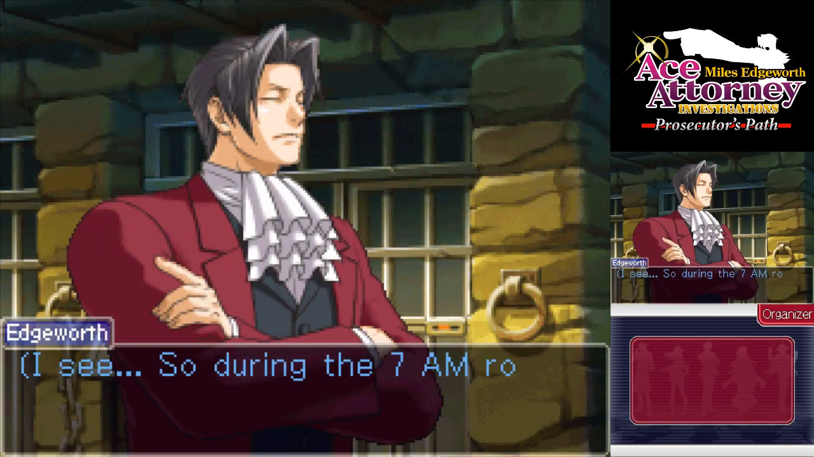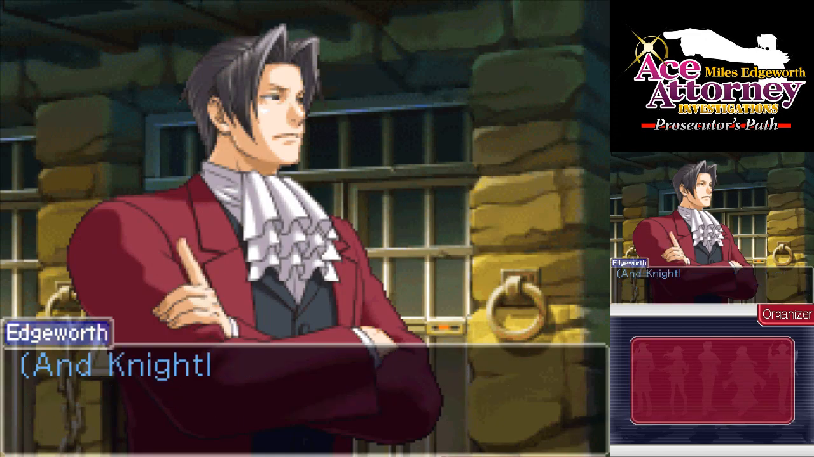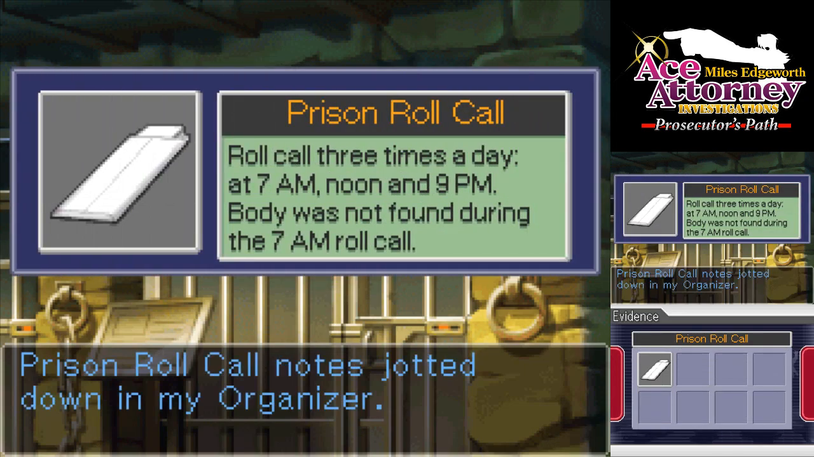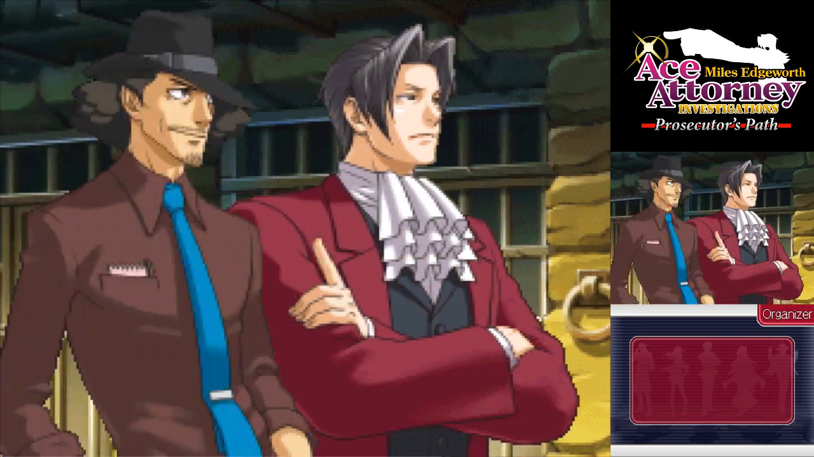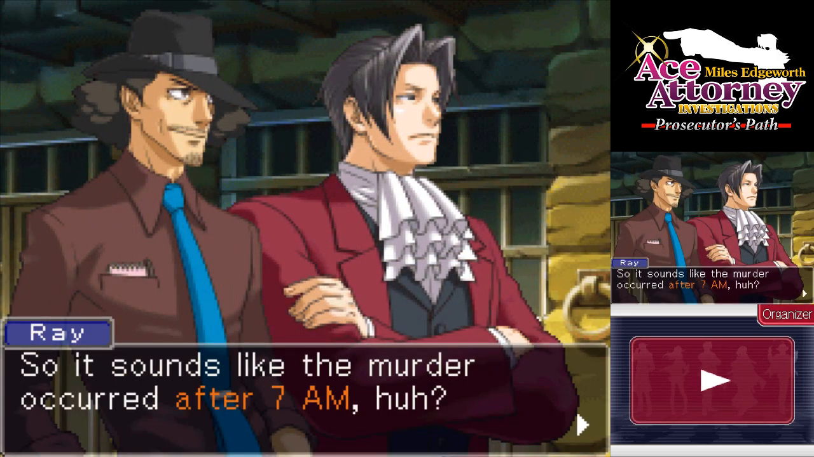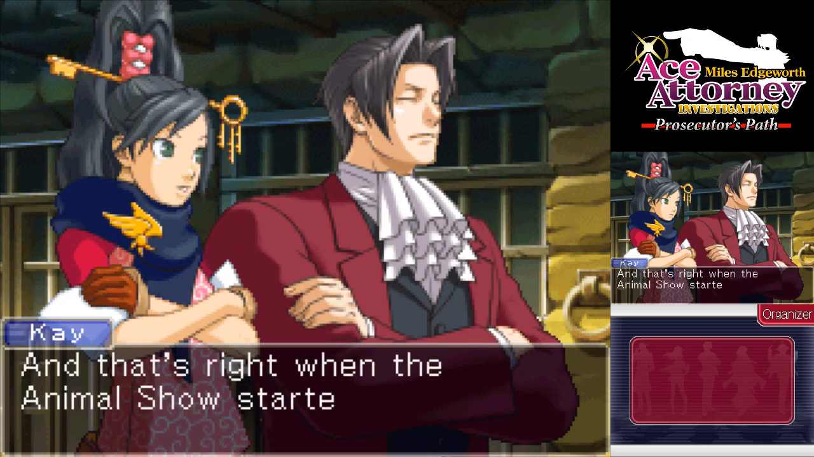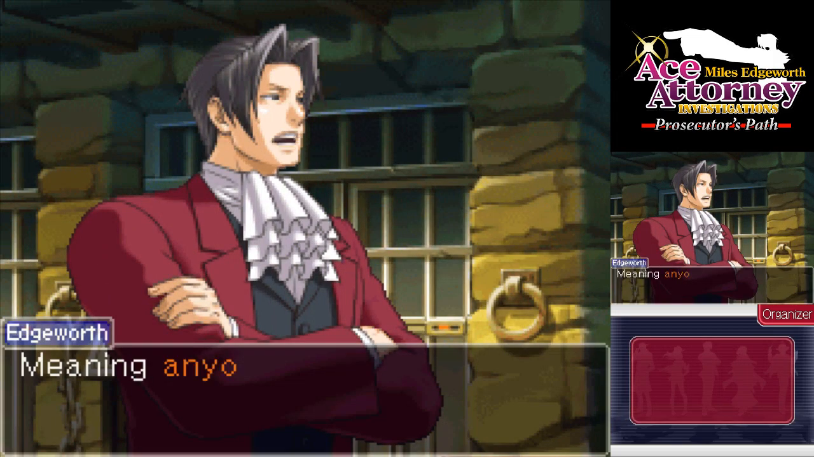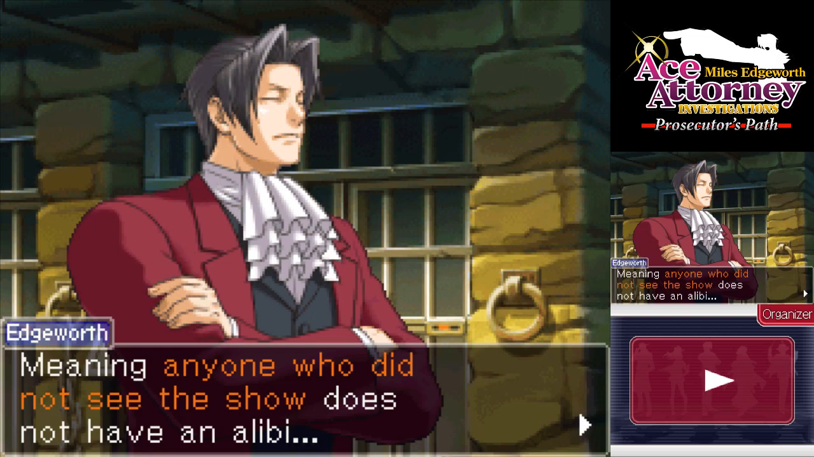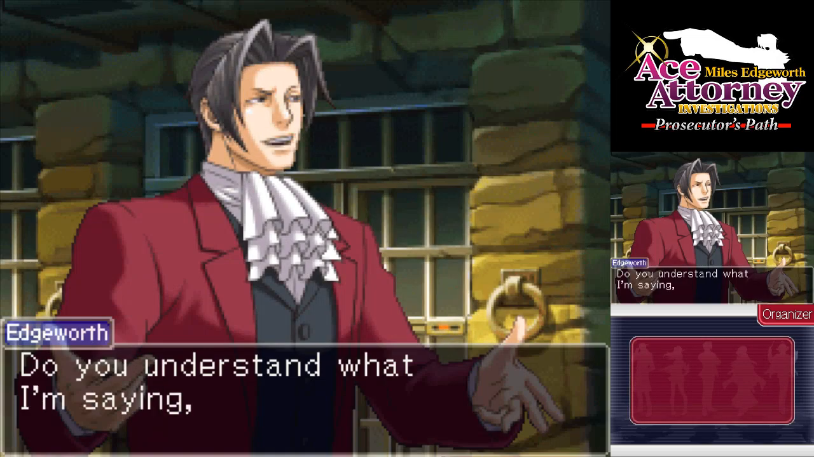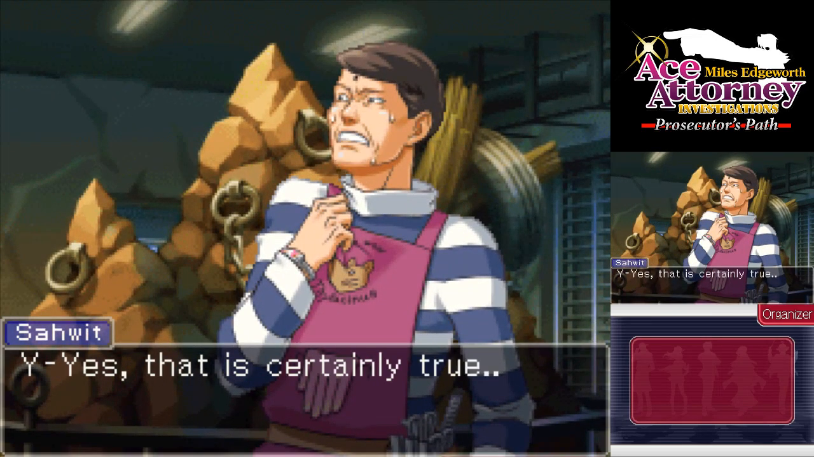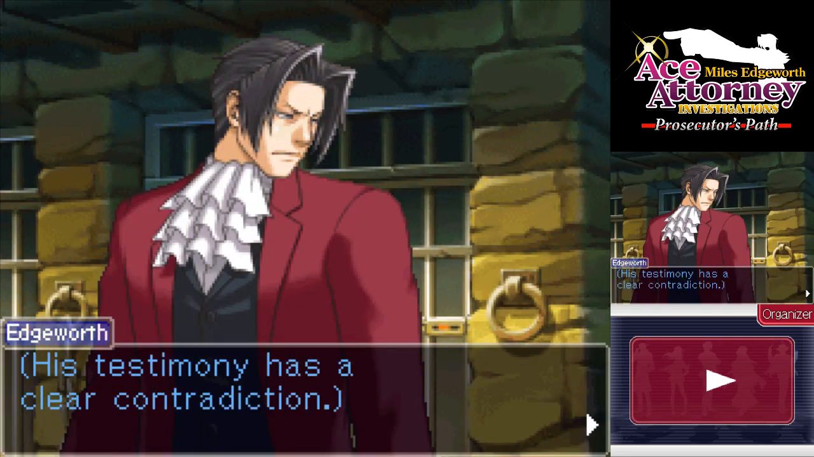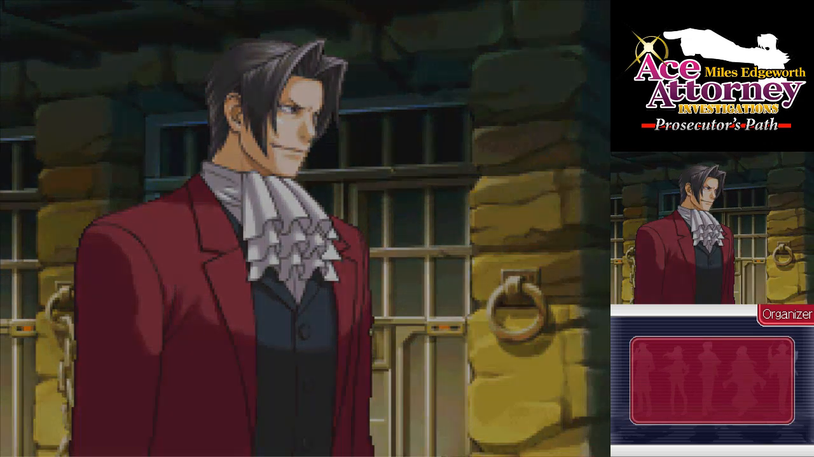Exactly. I see. So during the 7 a.m. roll call, there was nothing amiss. And Knightley's body was not in the workroom yet. Prison roll call notes jotted down in my organizer. So, it sounds like the murder occurred after 7 a.m., huh? And that's right when the animal show started. Correct. The other prisoners went to see the animal show. Meaning anyone who did not see the show does not have an alibi. You understand what I'm saying, Mr. Sahwit? Yes, that is certainly true. However, I merely discovered the body. His testimony has a clear contradiction. I should press him about that first.